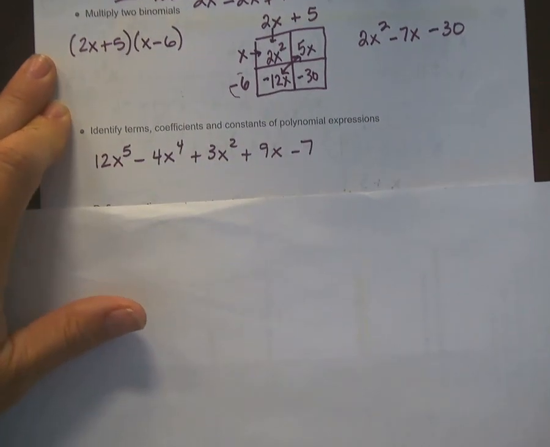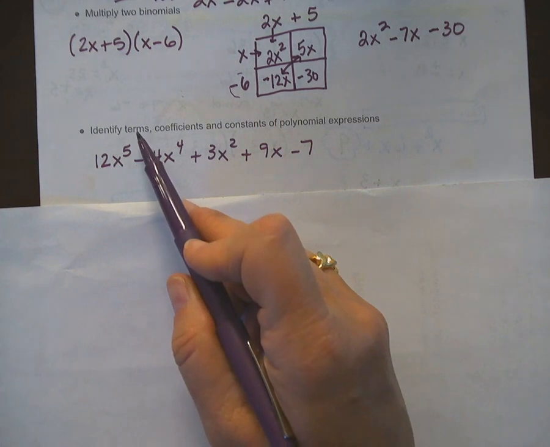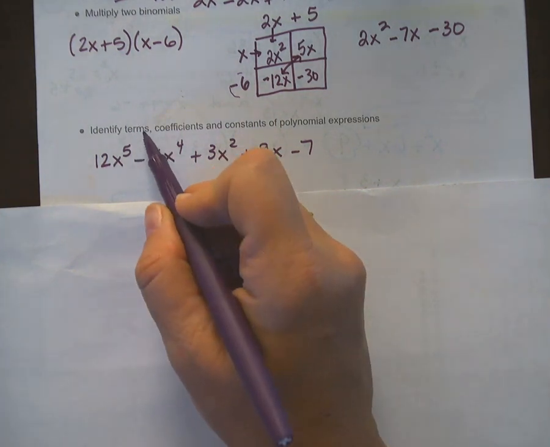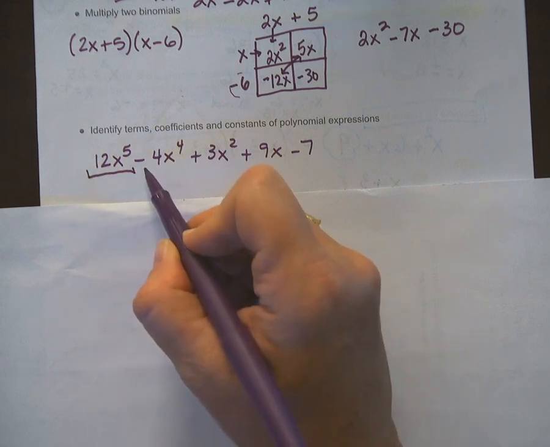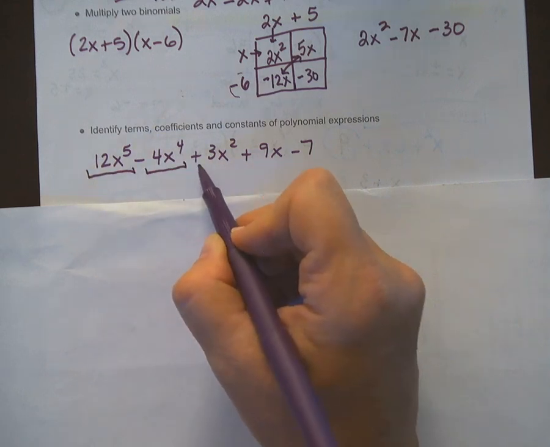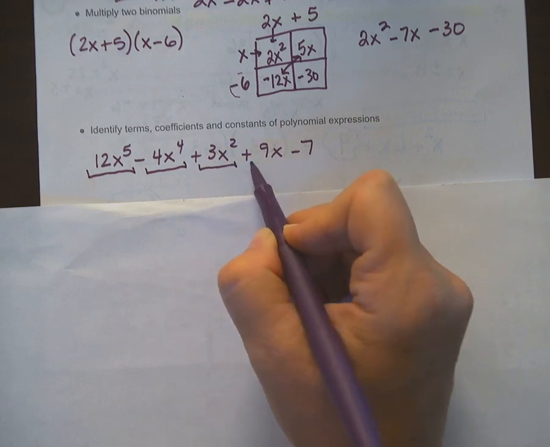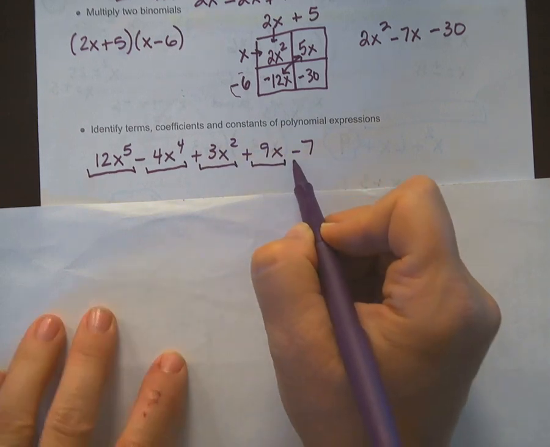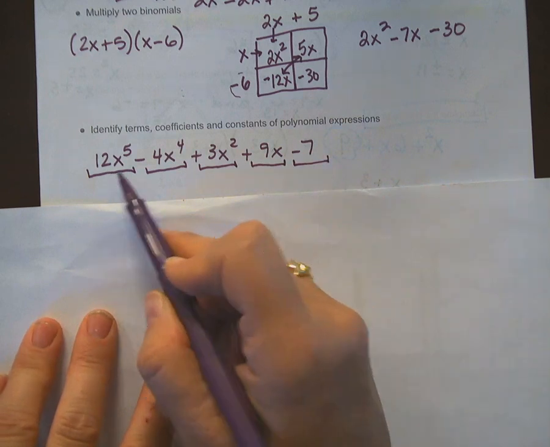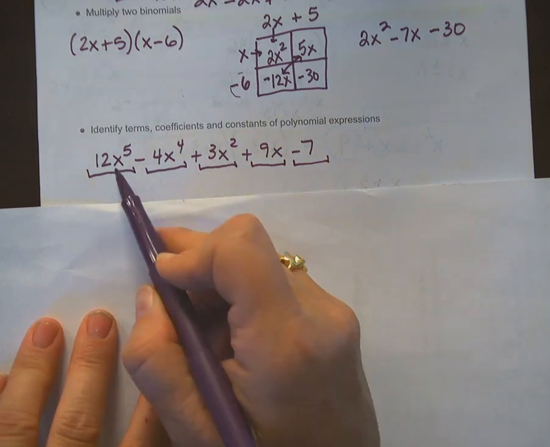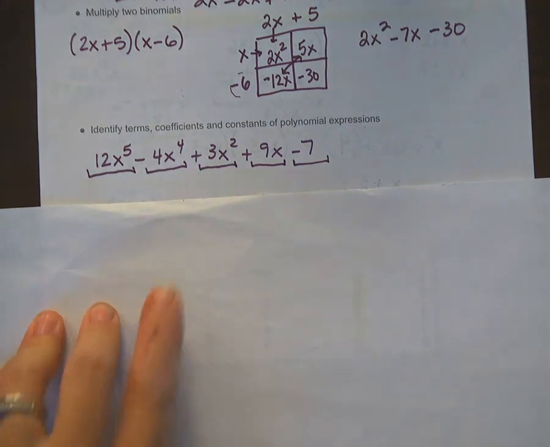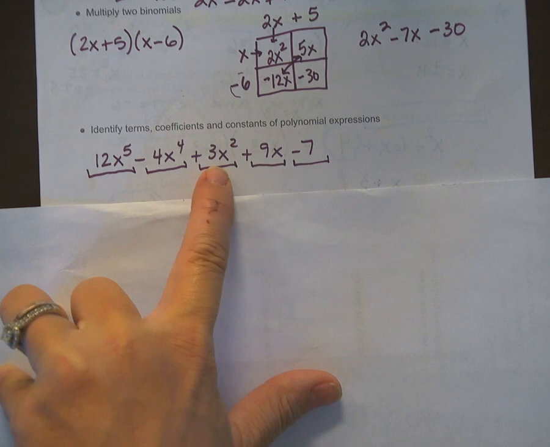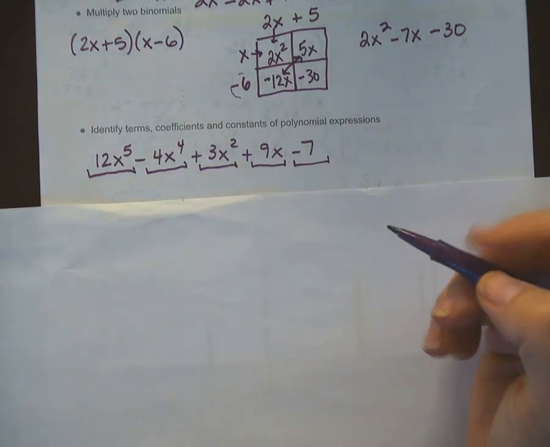Okay. There will be a question that just asks you to identify these things. So identify terms. So to start out with, terms of a polynomial are all the things that are separated by addition or subtraction. So in this case, we have 5 terms. So one term is 12x to the 5th. Another term is negative 4x to the 4th. Another is 3x squared, and so on.